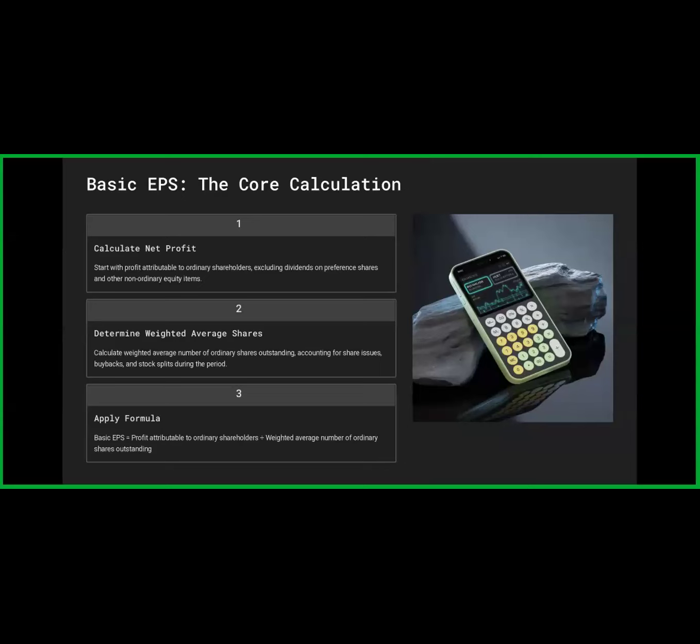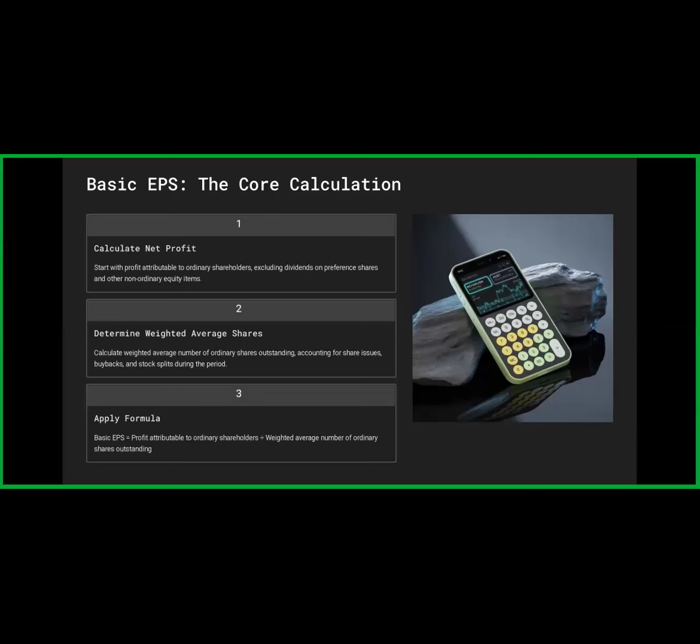Okay, so with this we start with the profit attributable to ordinary shareholders, excluding dividends on preference shares and other non-ordinary equity items. We know that from the net profit, first we pay the taxes and interest, then we pay the dividends of the preference shares, and then we calculate the earning per share.